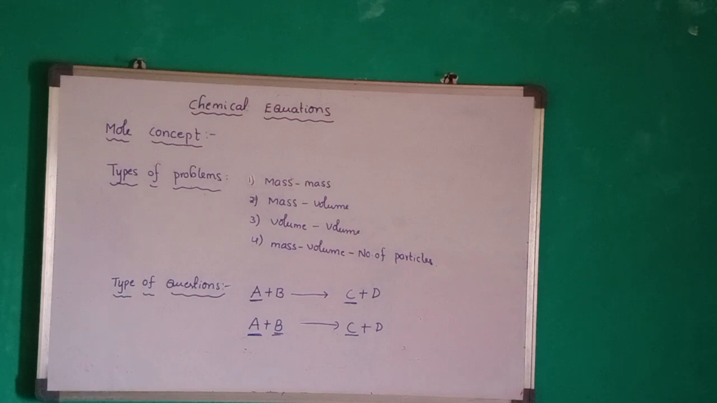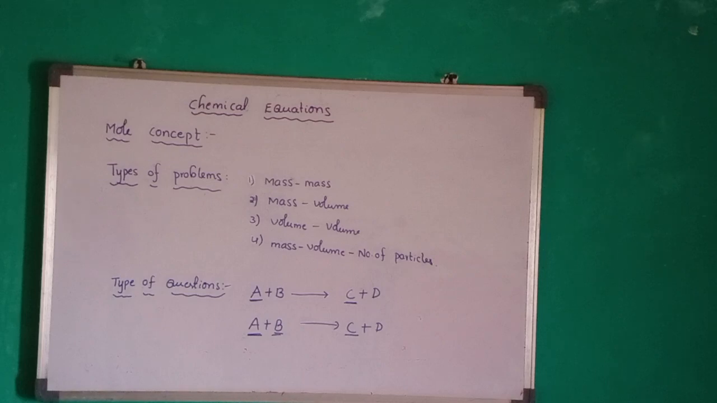Along with that, the most important concept in this chapter is the mole concept. Mole concept is nothing but the calculations during chemical reactions: how much reactants need to be taken to produce a particular amount of the product. To know that, we require theoretical calculations. Those theoretical calculations are nothing but the mole concept.